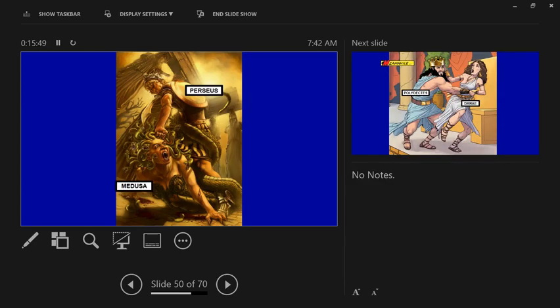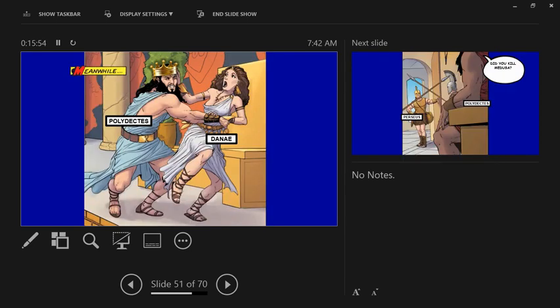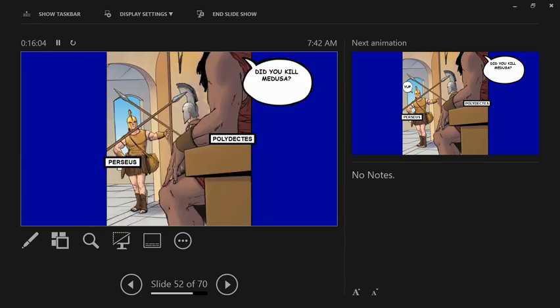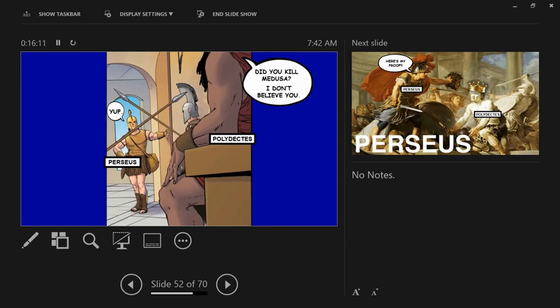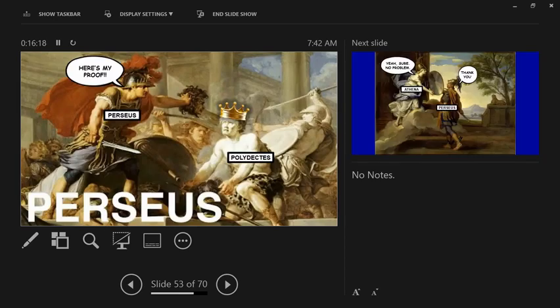All right, so long story short, Perseus does cut off the head of Medusa, and meanwhile, while he's off on this journey, Polydectes is being a really bad person and just will not leave Diana alone. Perseus comes back, and Polydectes says, did you kill Medusa? And he says, yes. And Polydectes says, I don't believe you. And so Perseus pulls the head out of the bag and turns Polydectes to stone.